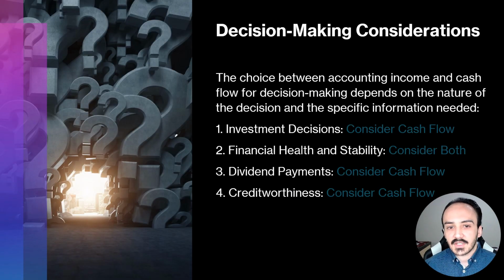Decision-making consideration: the choice between accounting income and cash flow for decision-making depends on the nature of the decision and the specific information needed. Number one, investment decisions: consider cash flow. Financial health and stability: consider both of them. And dividend payments: consider cash flow. Creditworthiness: consider cash flow.